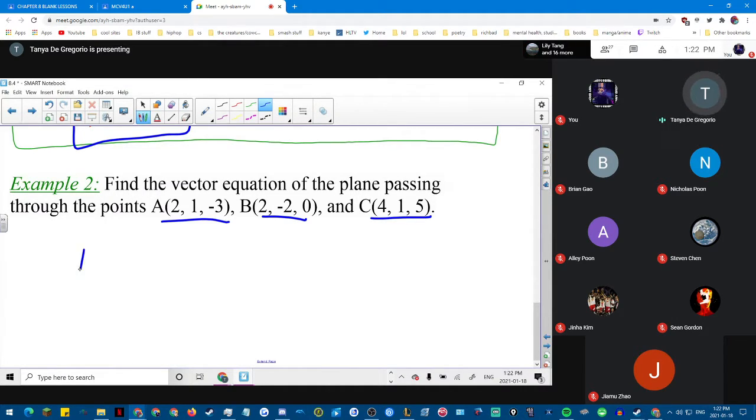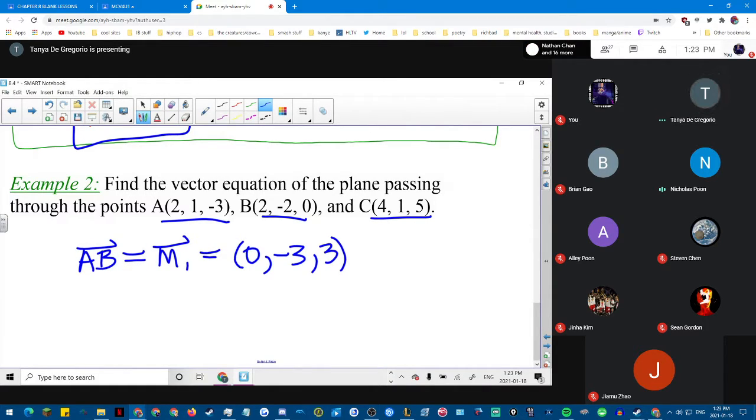So let's find some direction vectors. You can find whichever ones you want. So I'm going to find AB, and that's going to be my first direction vector. So finding AB, it's 2 take away 2, -2 minus 1, and 0 minus -3. There's my first direction vector.